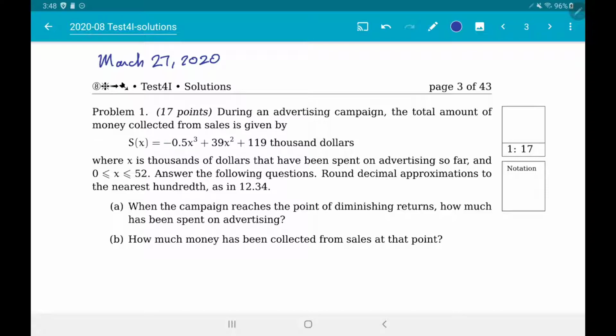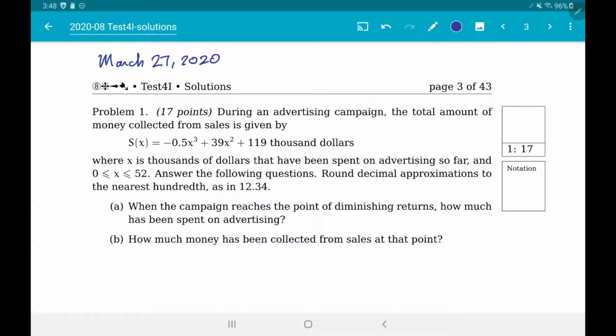Okay, we're told that X is supposed to be thousands of dollars that have been spent on advertising so far, and this formula is good for X between 0 and 52. Okay, and we're asked to answer the following questions. Round decimal approximations to the nearest hundredth, as in 12.34. When the advertising campaign reaches the point of diminishing returns, how much has been spent on advertising? And then question B, how much money has been collected from sales at that point?